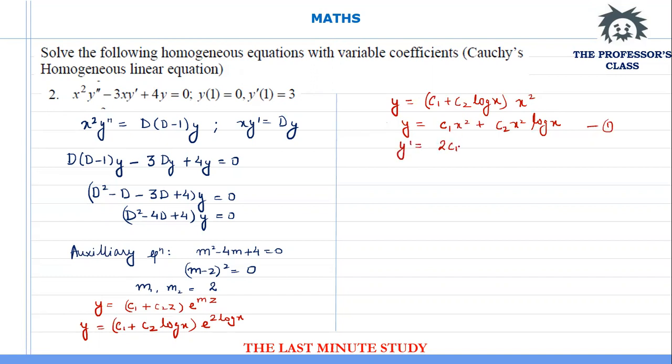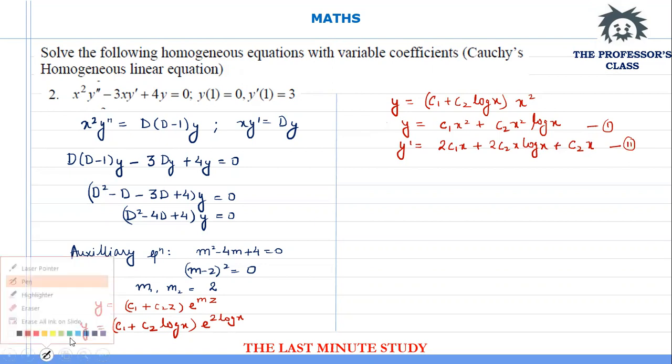So I'll get 2c1x plus, first of all I'll differentiate x square keeping log x constant, so I'll get 2c2x log x. Next I'll differentiate log x keeping x square constant. So I'll get c2x, because the differentiation of log x will be 1 by x, and the x will be cancelled with 1 of the power of x over here. This becomes my second equation.